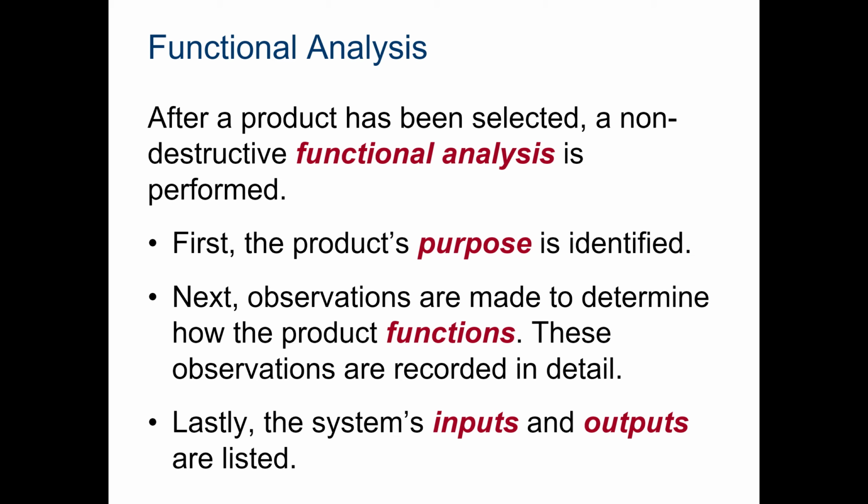So these observations are made to determine how the product functions. These observations are recorded in detail. So we talk about inputs and outputs. If I were to pull on the trigger of the spray bottle, what happens? Well, it sprays out from the nozzle. That would be an input of me pulling the trigger and pressing down that spring, and the output would be that fluid sucked out of the tube and sprayed out the nozzle tip.